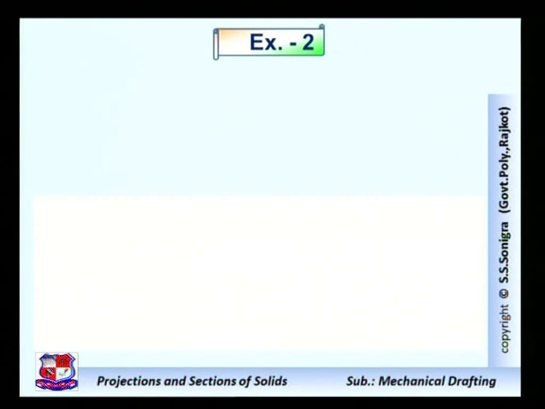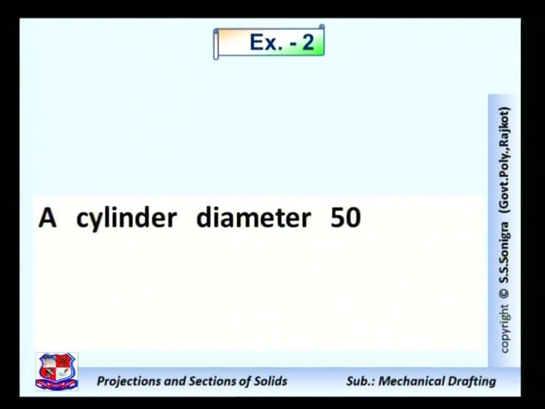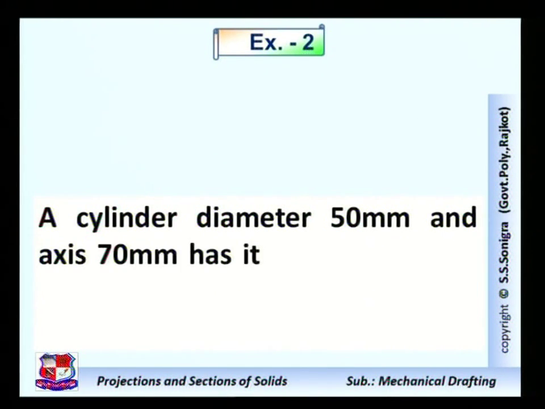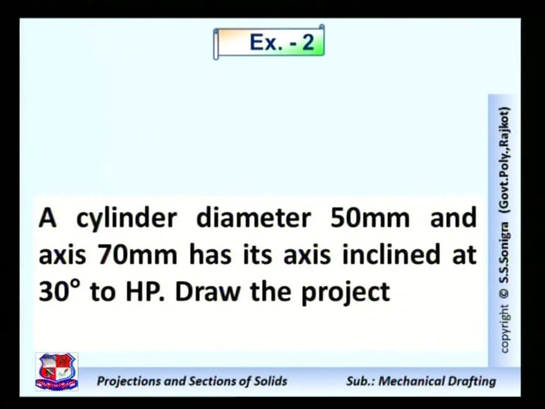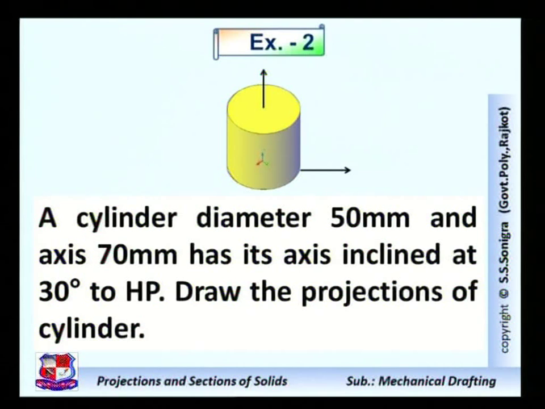A cylinder of diameter 50 mm and axis 70 mm has its axis inclined at 30 degree to HP. Draw the projections of the cylinder and represent its three views. Here the cylinder is given. This is the cylinder.